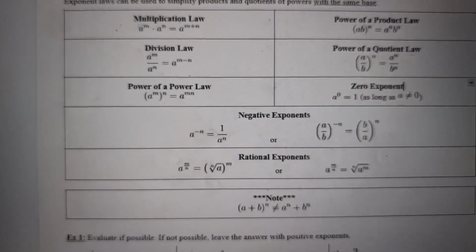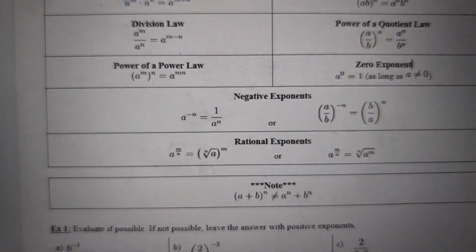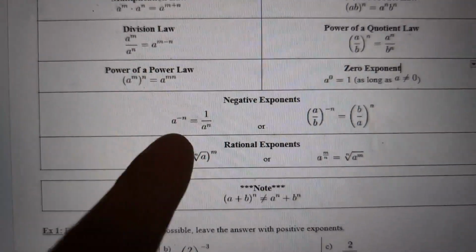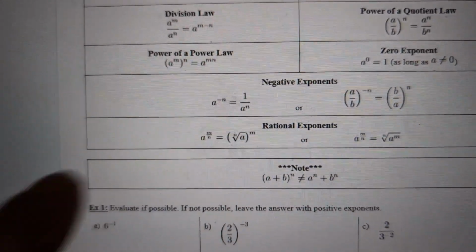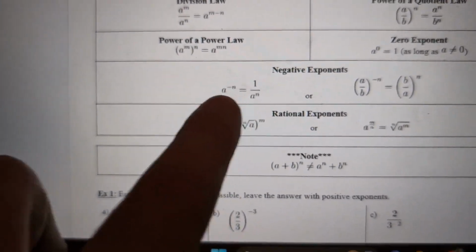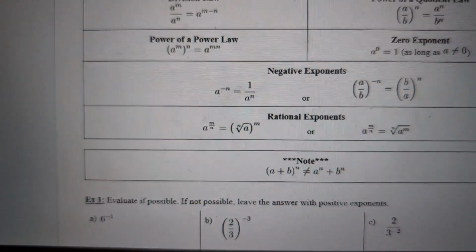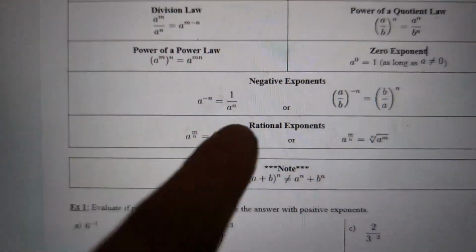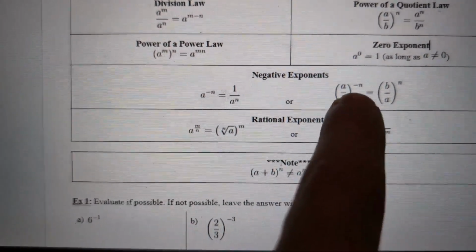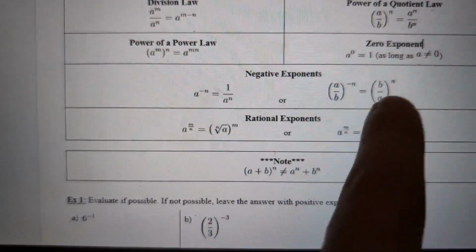Newer, likely, are some negative exponents. So a negative exponent is the same as taking the reciprocal of your base and applying that exponent. Same if it's a fraction, you take the reciprocal and then the exponent becomes positive.